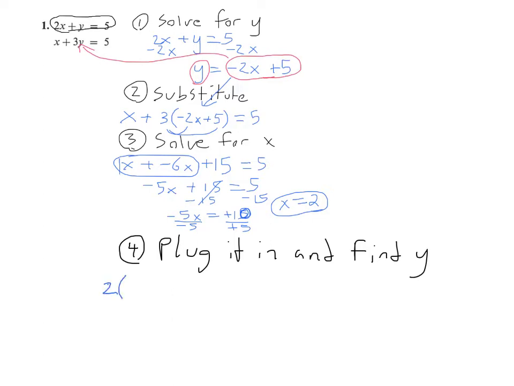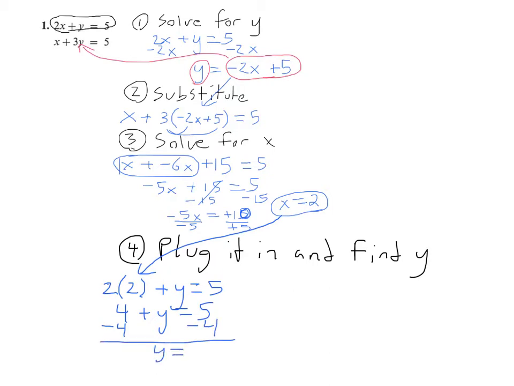2, and then instead of x, we're plugging in x equals 2. And now again, we're using the first equation right now. So 2 times 2 plus y equals 5. So that's 4 plus y equals 5. Subtract the 4. And we get y equals 1.